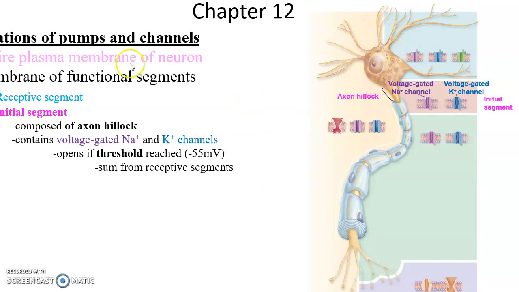If enough of these receptive segments open up their chemically gated channels, then that could cause a great enough change in charge to get to that negative 55 millivolts, causing the voltage-gated sodium-potassium ion channels to open. So the summation of changes in charge from the receptive areas are what cause threshold and the opening of voltage-gated ion channels in the axon hillock.